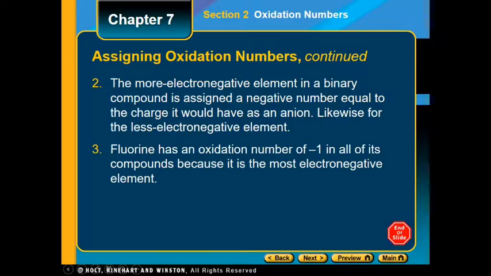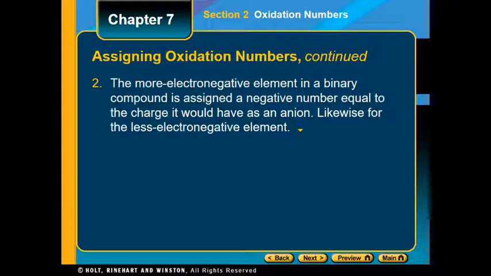Rule number 2 says that the more electronegative element in a binary compound is assigned a negative number equal to the charge it would have as an ion. Likewise for the less electronegative element. So we've worked a lot with binary molecular compounds, and again, your more electronegative element, which is going to be the last element listed, will get its usual charge as an anion, but we're going to call that its oxidation number.